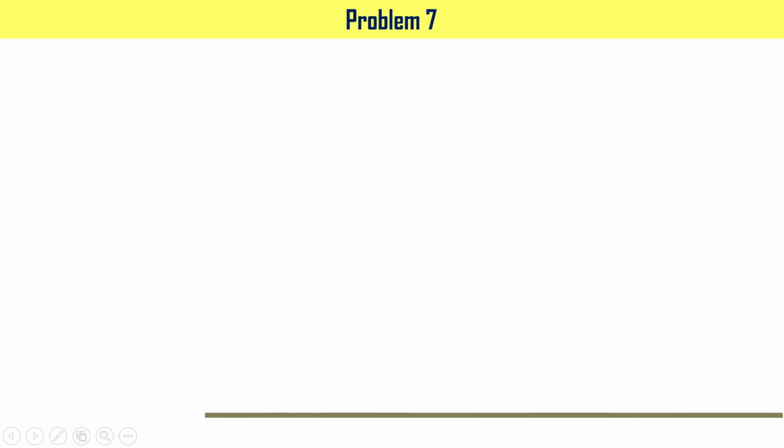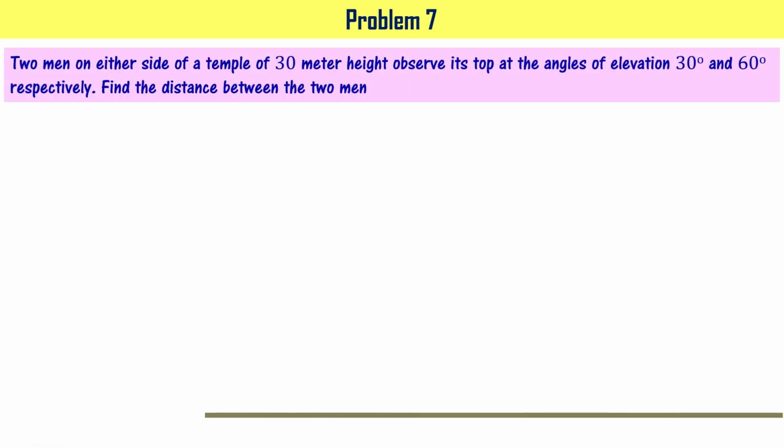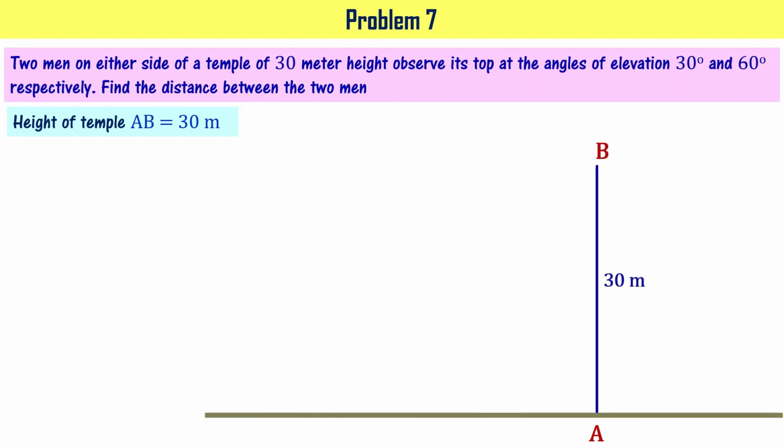The next problem is: two men on either side of the temple of 30 meters height observe its top at the angles of elevation 30 degrees and 60 degrees respectively. Find the distance between the two men. Let me say that height of the temple is denoted using line AB, that is 30 meters, right? As it is said in the problem statement, two men are standing on either side of the temple and the angle of elevations are 30 degrees and 60 degrees, right?